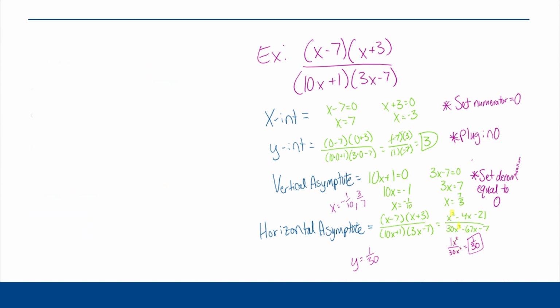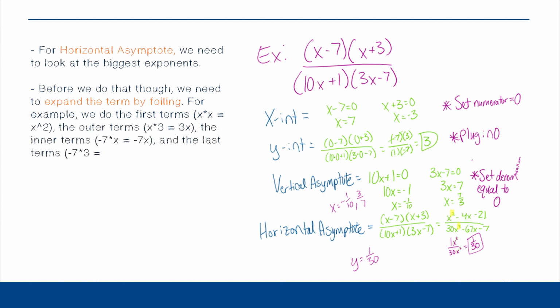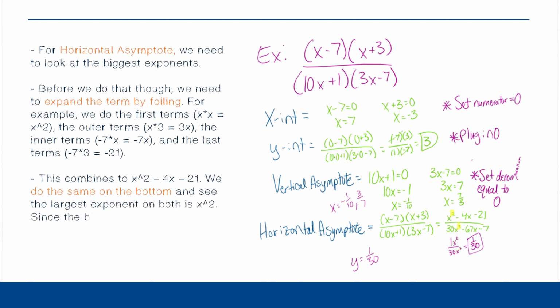For horizontal asymptote, we need to look at the biggest exponents. Before we do that though, we need to expand them by FOILing. For example, we do the first terms, x times x equals x squared, the outer terms, x times 3 equals 3x, the inner terms, negative 7 times x equals negative 7x, and the last terms, negative 7 times 3 equals negative 21. This combines to x squared minus 4x minus 21.